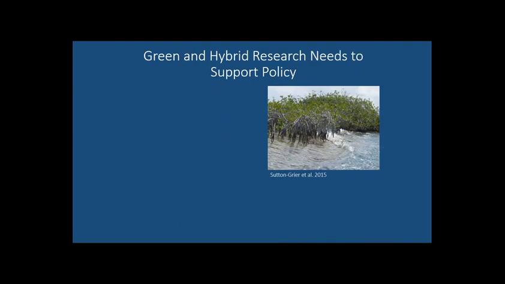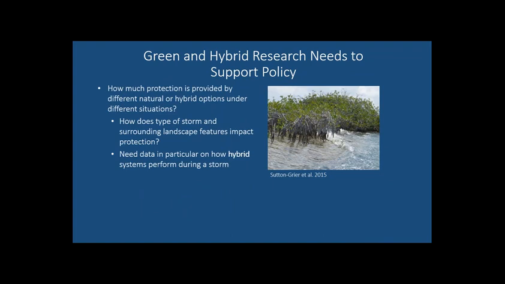So again, same as with blue carbon, to support these kinds of policy opportunities where there's growing interest in this, there are research needs that this particular community in SWS may be able to help answer. So for example, with green and hybrid infrastructure, we need to know how much protection is provided by different natural or hybrid options and under different situations. So for example, how much does the type of storm and the surrounding landscape features impact the level of protection, or possibly also the time of year, the season.